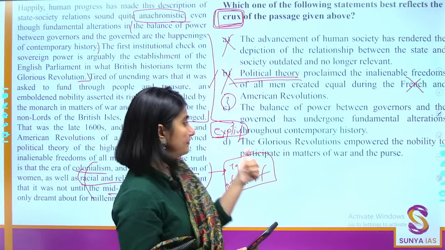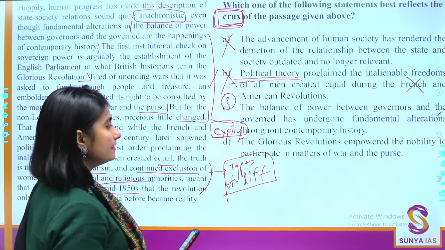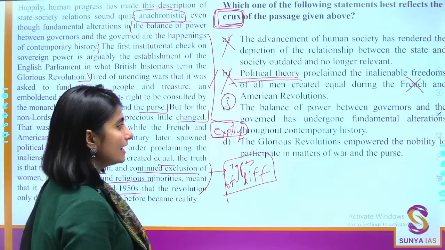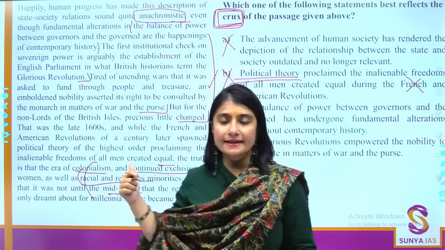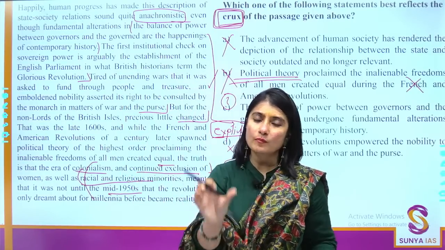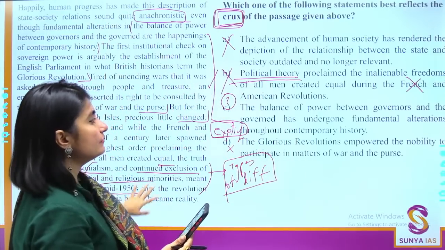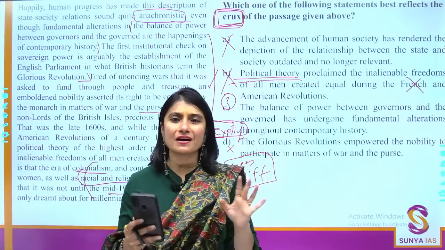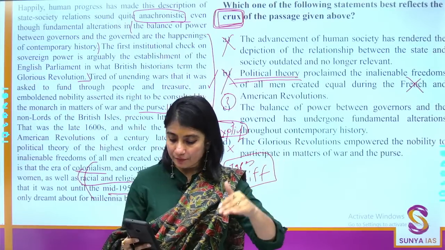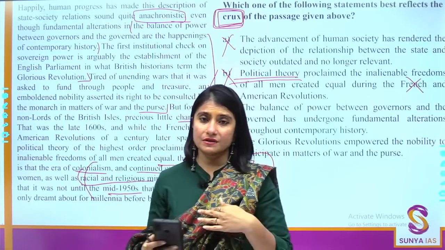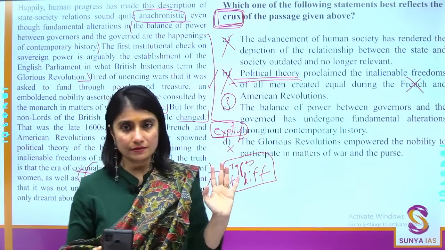Okay, aage. The glorious revolution empowered the nobility to participate in the matters of war and the purse. Now, this is one of the ideas. It is not the main problem or the most important part of the message. The most important part of the message is that we are talking about the power play between people who are governed and people who are governors. So this is how you find the idea to the question.